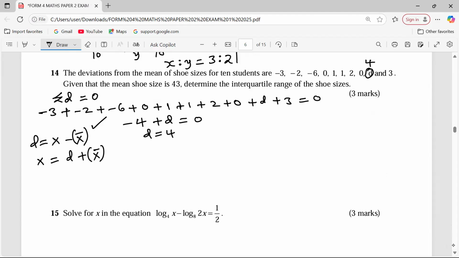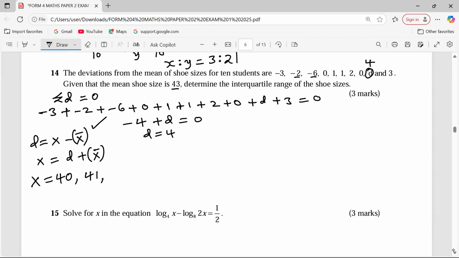That means for us to get the values whose mean was calculated, we need to get deviation plus the mean. So we need to get all values of X. That is now the shoe sizes. The first deviation is -3 plus a mean of 43. Therefore, the first shoe size is 40. -3 plus 43, we get 40.